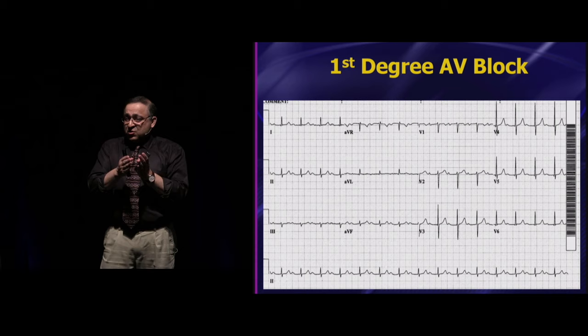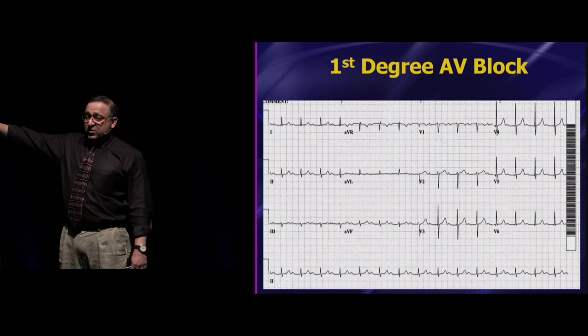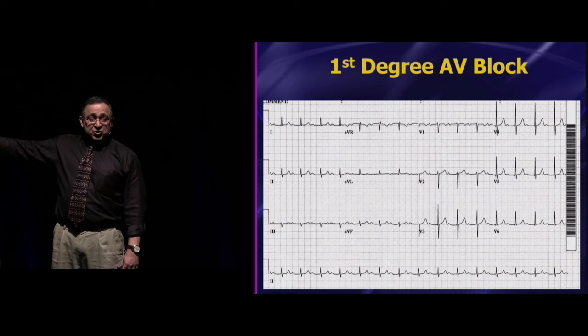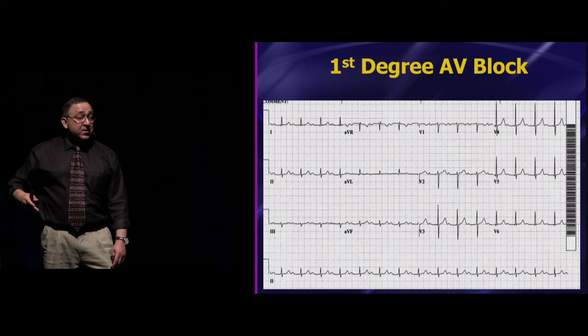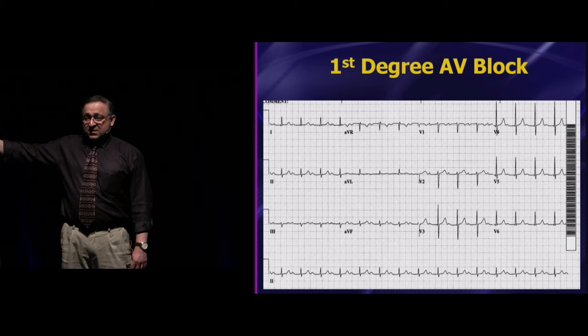So here's a person with a first degree AV block, and if I told you the blood pressure is 75, do you need to treat this? Do you need to treat the rhythm? Of course, you don't treat a blood pressure of 75, but do you need to treat the rhythm? The answer is no, because the ventricular rate is pretty good. It's a pretty normal ventricular rate, so you don't need to treat the rhythm.